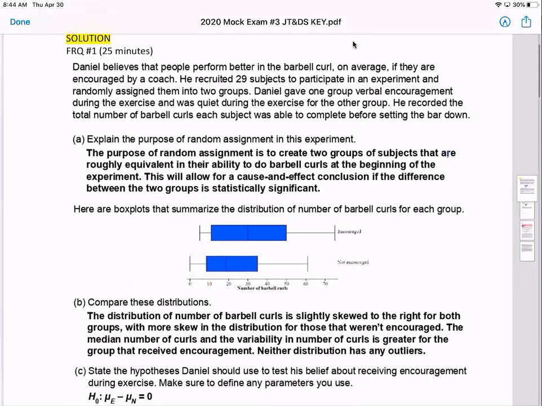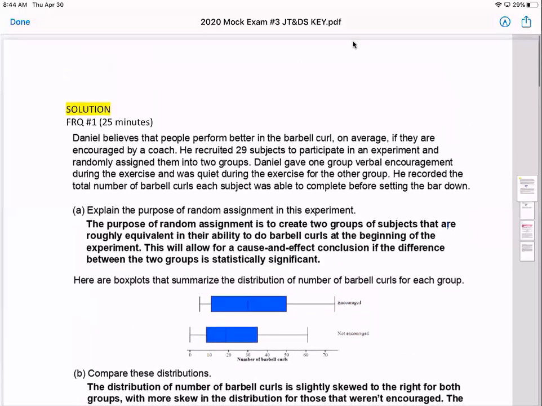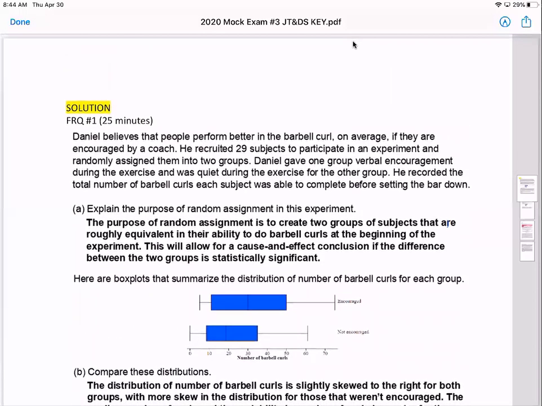Question A, explain the purpose of random assignment. This is a really good question, for multiple reasons. For one, we often check the random condition, but we don't always talk about the importance of the random condition. The purpose of random assignment is to create two groups that are roughly equivalent in their ability to do barbell curls at the beginning of the experiment. This will allow for a cause and effect conclusion if the difference between the two groups is statistically significant.